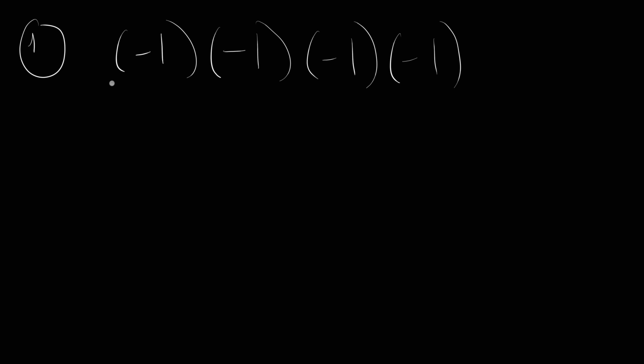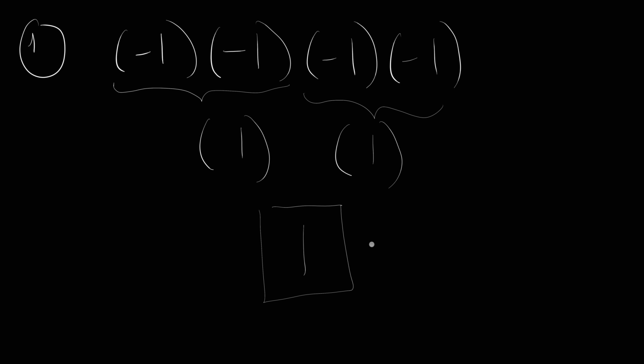So following our rule, -1 times -1 should be +1, and -1 times -1 should be another +1. So 1 times 1 should give you the answer of 1. So that will be it for problem number 1. Recall your rules for multiplying positive and negative numbers. Let's move on to the next problem.